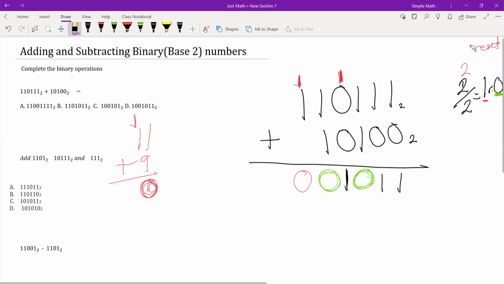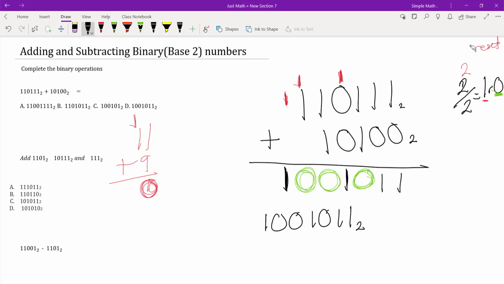Sorry, the 0 is in green. We keep the 0. And then we'll move the 1 to the next number. Although there's no next number, just put it in front. And then 1 plus 0, because there's nothing in front, is going to be 1. Let me write that in black. So in essence, our number is going to be 1001011 base 2. Okay, and that will be option D. 1001011 base 2.